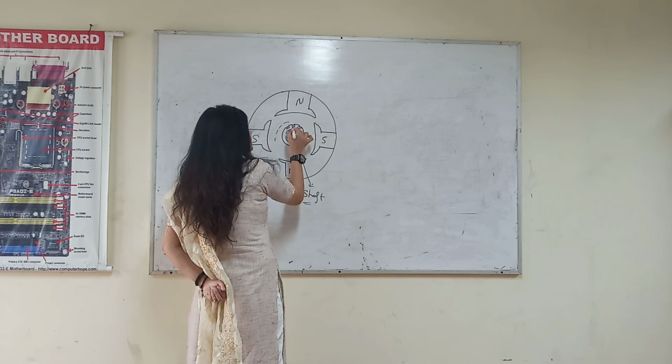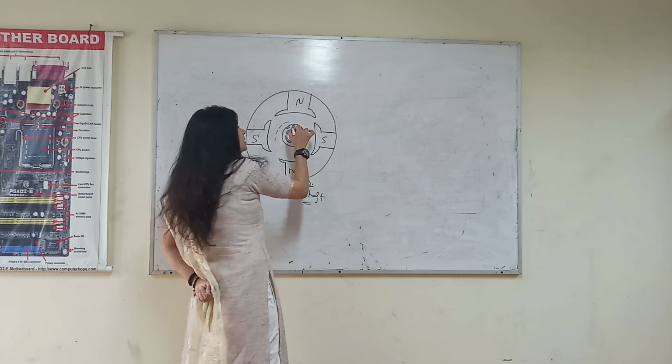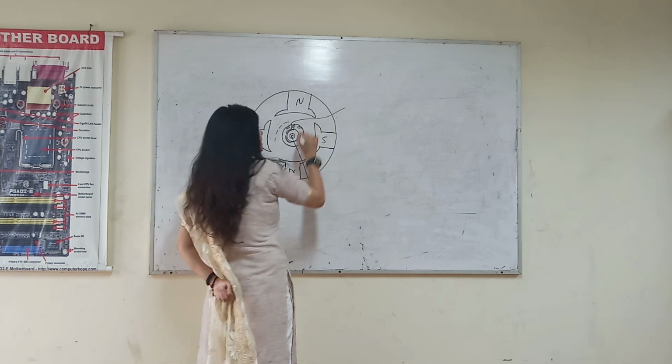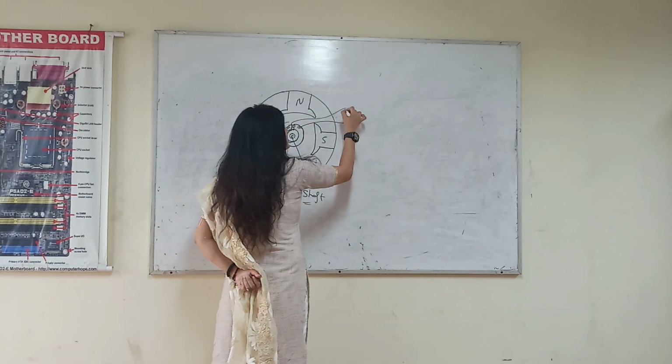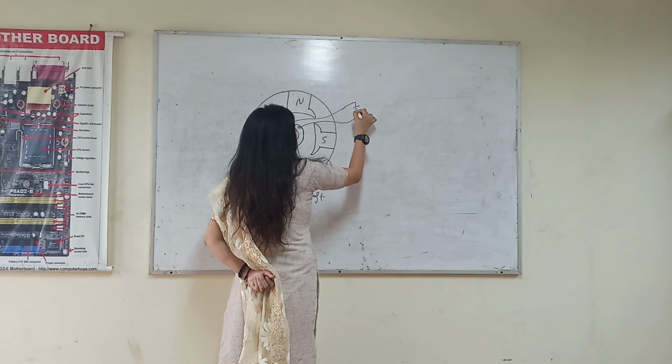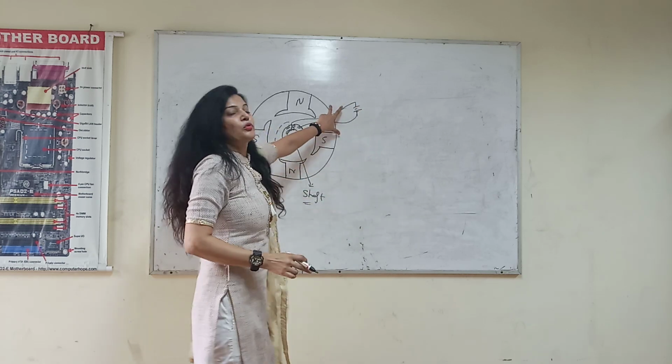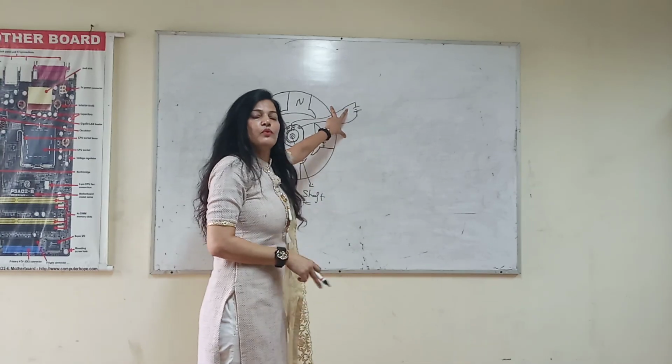There is a commutator. The commutator has brushes. Through the brushes we take the supply from outside to the armature conductor. So in case of a DC motor, when we provide the supply to the armature, what will happen?